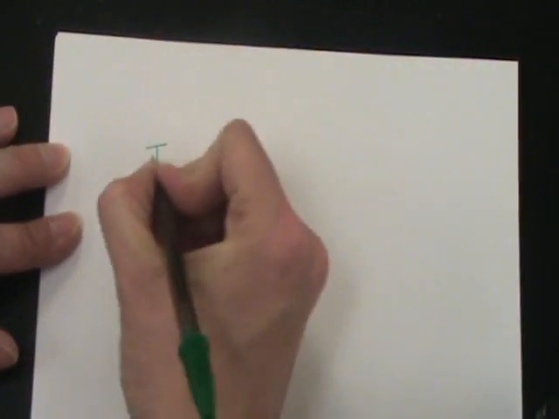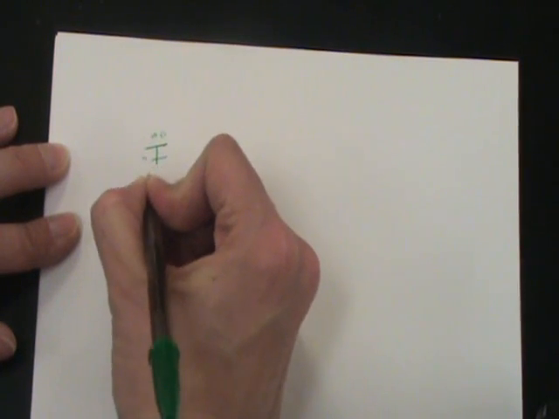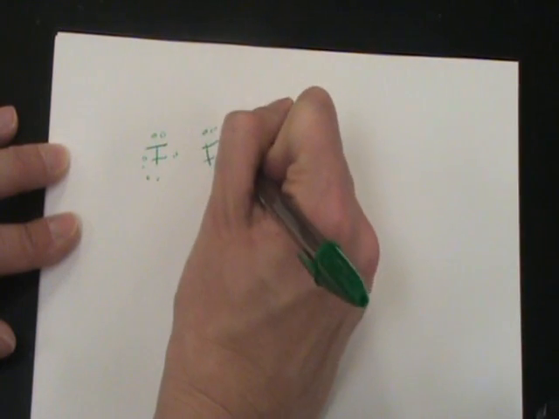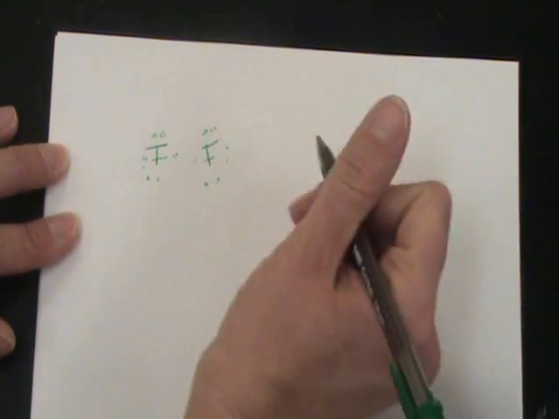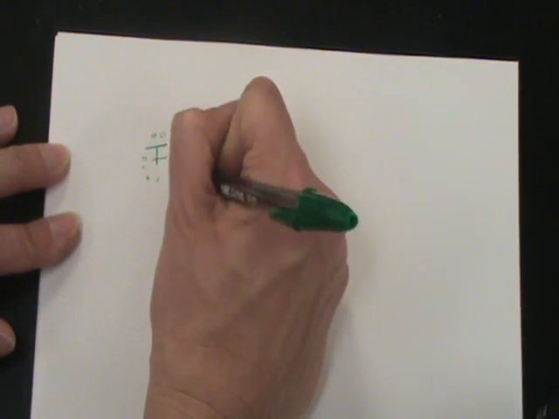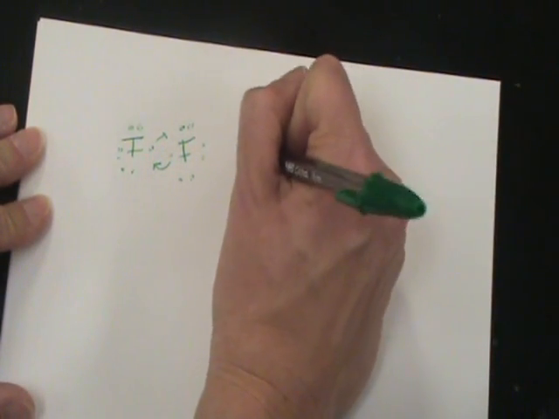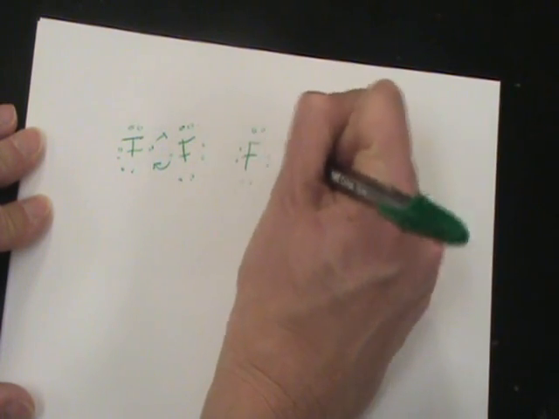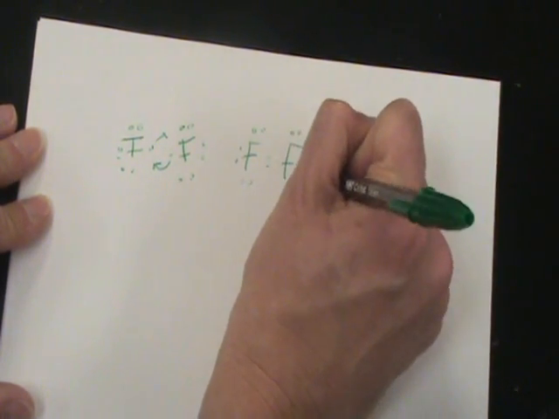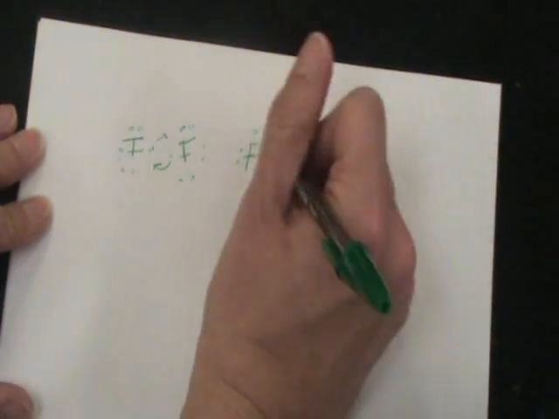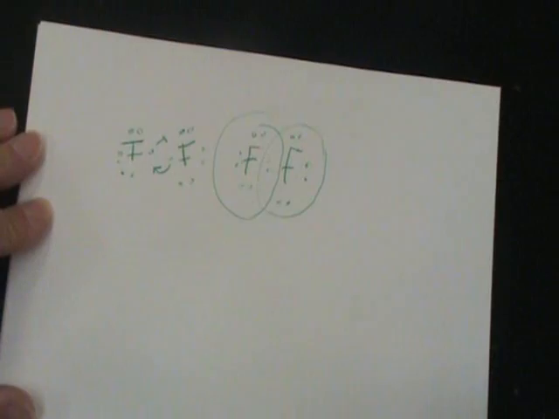What happens when we have two nonmetals? For instance, if I have fluorine, which has 1, 2, 3, 4, 5, 6, 7 electrons, and it's going to bond with another fluorine, okay? These guys are actually going to share their electrons. Nobody's giving any electrons away. So what you end up with is a compound that looks like this. We have 8 electrons here, and you have 8 electrons here, okay?